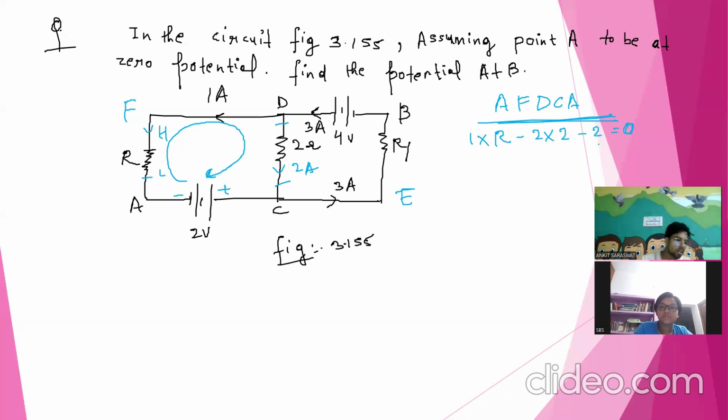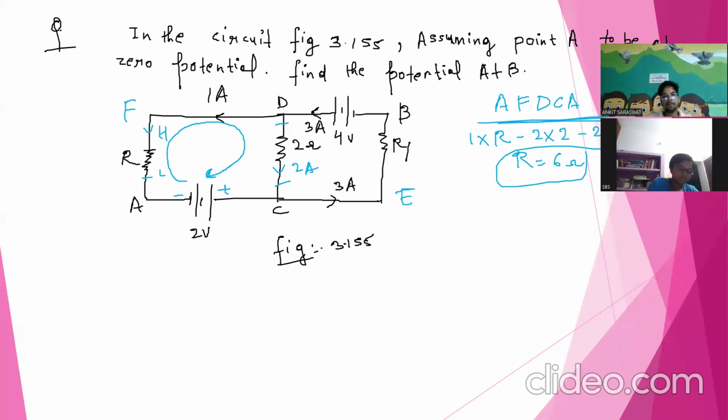So what is the value of this R? I'm not saying R1. What is R? R will be what? 6 ohm. Clear? If you got what R is, 6 ohm, could you please apply Kirchhoff's law from A to F, F to D, D to B.